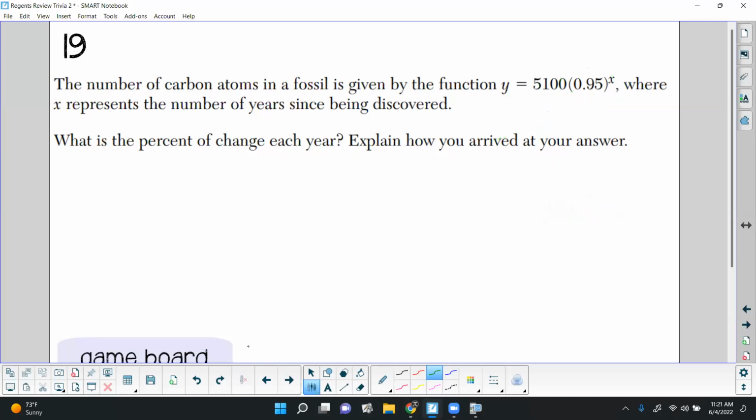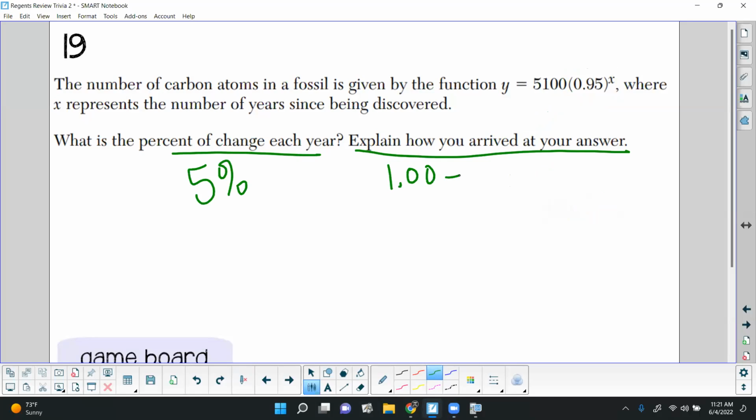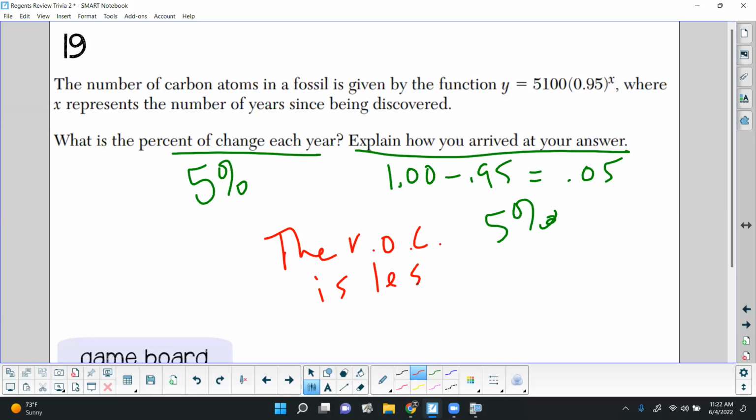So the answer is that the percent of change is 5% each year. Explain how you arrived at your answer. You can say 1.0 minus 0.95 equals 0.05, which is 5%. You could explain it like that. You could also explain it by saying the rate of change is less than 1. Therefore, it is decay, right? And it is 5% less than 100.